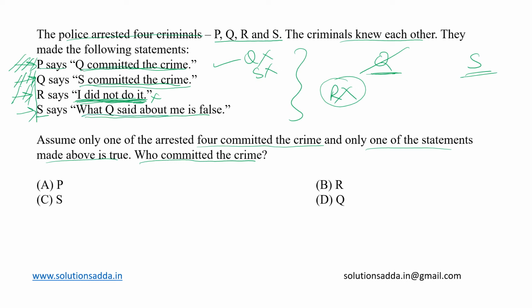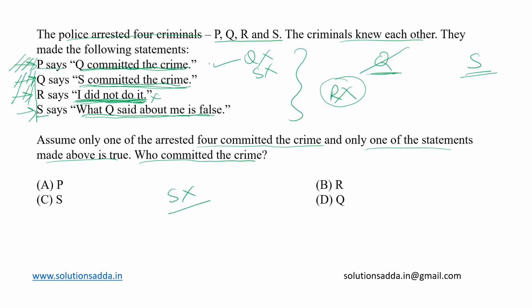So it is saying what Q said about me is false. What Q had said that S committed the crime. This has to be false, means S did not commit the crime. And others, P and R, have to be saying false statements. So let us see Q committed the crime. Negation will be Q did not commit the crime. So yes, that satisfies this.